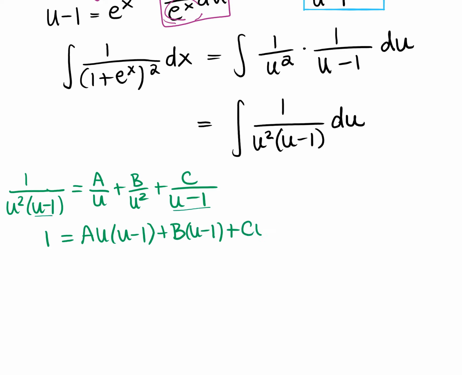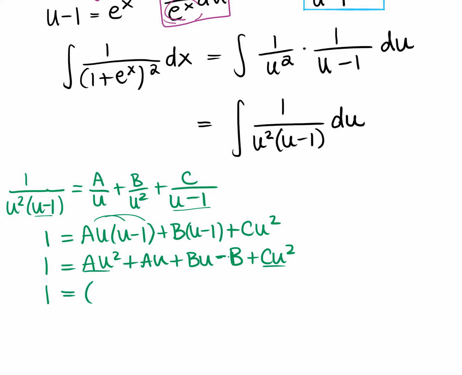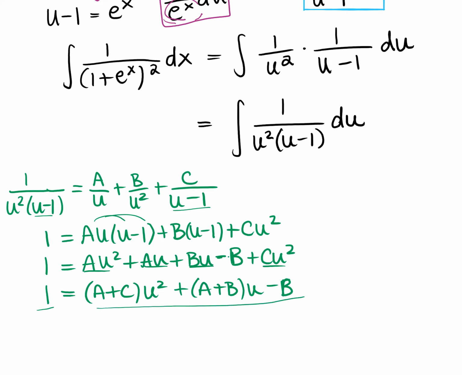Now this one I can't really do the trick of letting u equal 0 and u equal 1, because I won't be able to get all of my variables from that. So what I'm going to do instead is equate coefficients. If I take this au through, I get au squared plus au. Take the b through, I get plus bu minus b, and then plus cu squared. Then I'm going to combine like terms. My squared terms: I have a plus c times u squared. My u terms, I like to underline them to make sure I've considered every single term, and then minus b. So I'm saying that this polynomial 1 is equal to this whole polynomial over here.